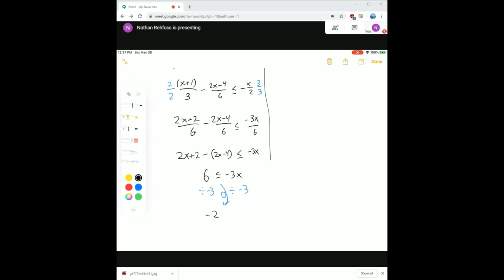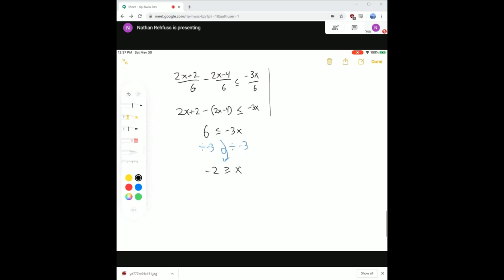Anyway, I have to flip this sign, and negative 2 is bigger than x. Once you have some practice, you'll be able to go from inequalities straight to interval notation without drawing a number line first. So do that as soon as you're comfortable with it, because that's the faster way, but I'll keep drawing this. Negative 2, shade in that dot because we're allowed to be equal.